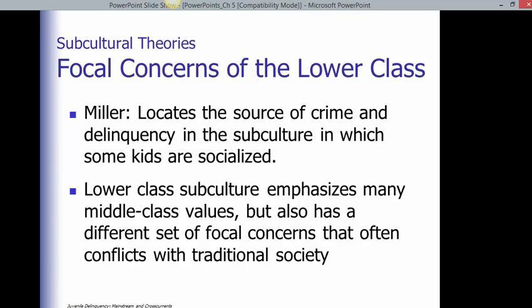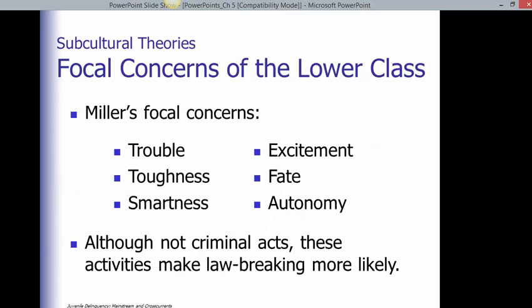Focal concerns of the lower class. Miller locates the source of crime and delinquency in the subculture in which kids are socialized. Lower class subculture emphasizes many middle class values, but also has a different set of focal concerns that often conflict with traditional society. Miller's focal concerns include trouble, toughness, smartness, excitement, fate, and autonomy. Although not criminal acts, these activities make law-breaking more likely.